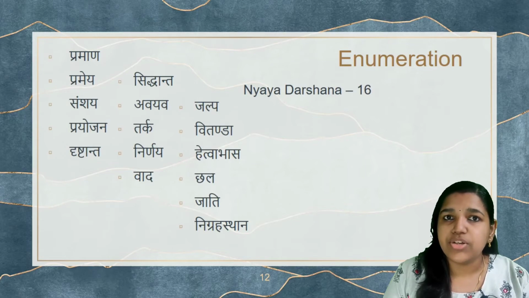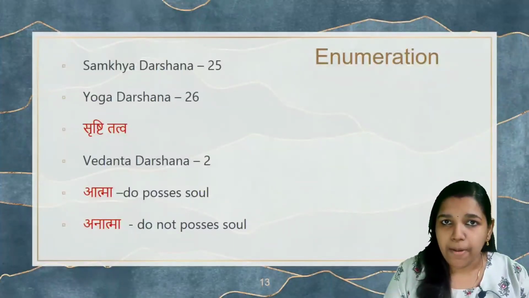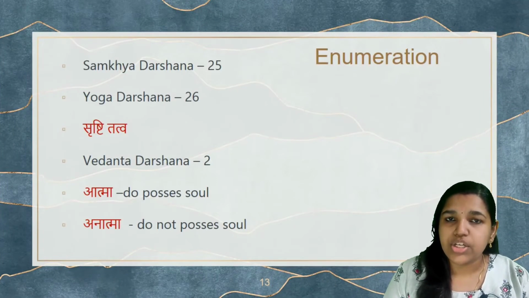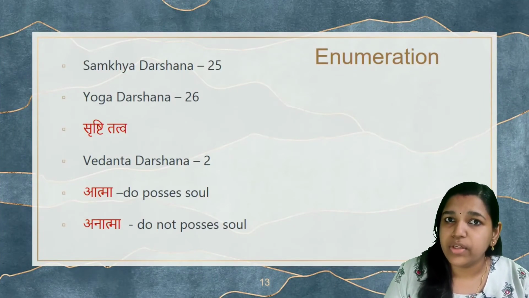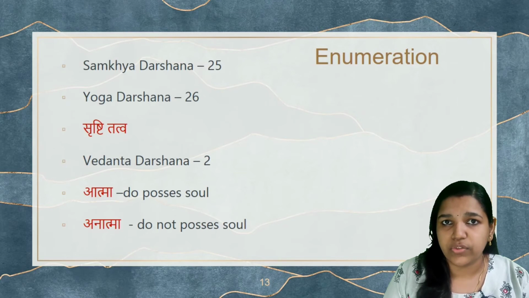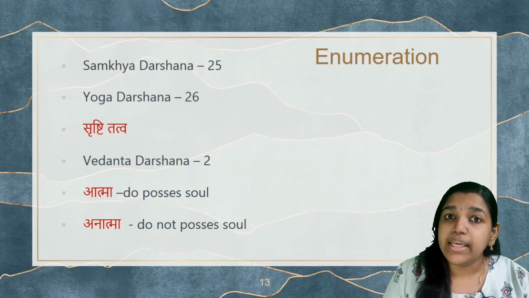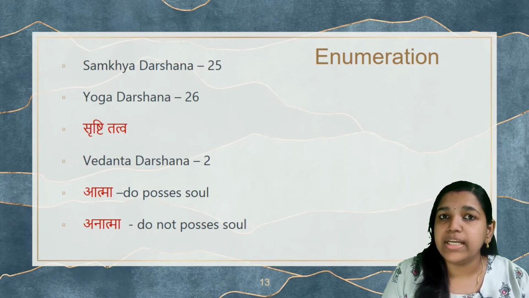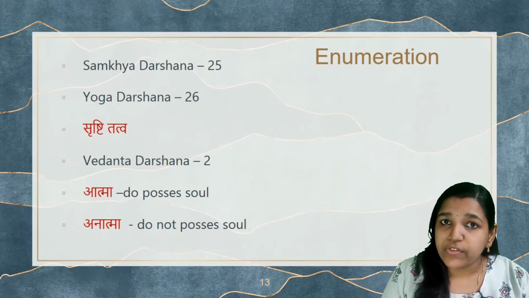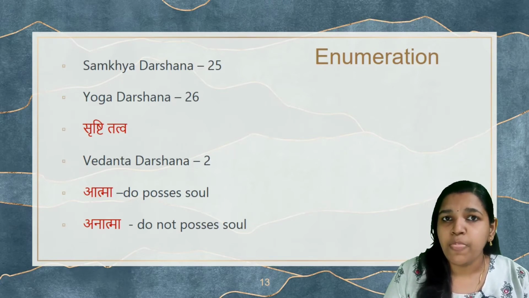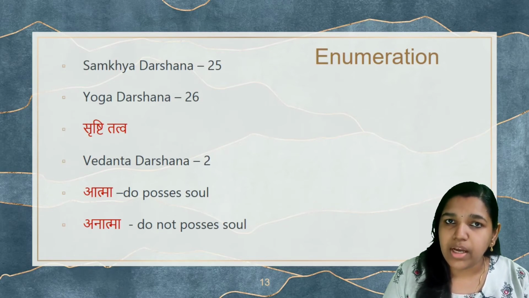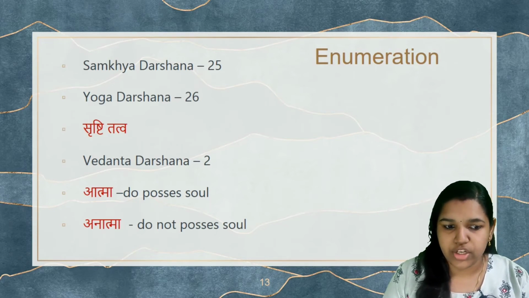As per Sankhya Darshana, the 25 Tattvas of Srishti Krama are considered as the Padarthas, and in Yoga Darshana, the 26 Tattvas, that is the 25 Tattvas as told in Sankhya Darshana, along with that, Ishvara has also been considered as one of the Tattvas. So the 26 Tattvas of Srishti Krama are considered as the Padarthas. So the Tattvas of Srishti Krama are considered as the Padarthas in Sankhya and Yoga Darshana.